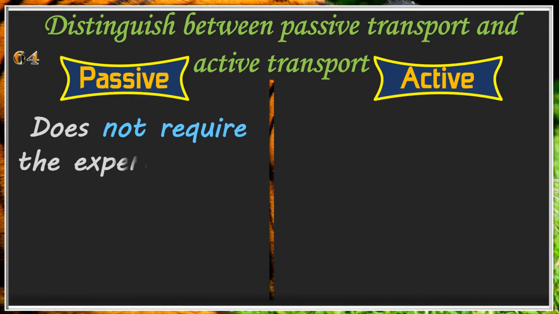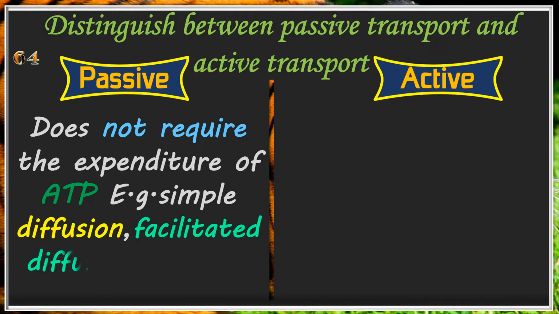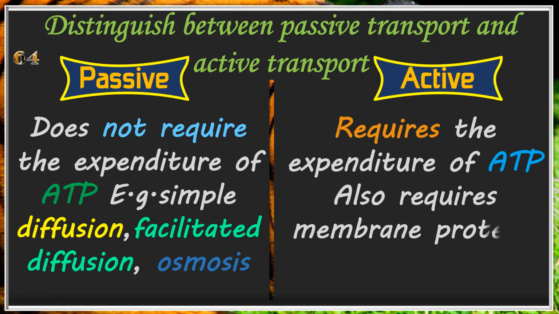Passive does not require the expenditure of ATP, that is energy. For example, simple diffusion, facilitated diffusion, and osmosis. For active, it requires the expenditure of ATP or energy. Also, it requires membrane proteins or the protein pumps.